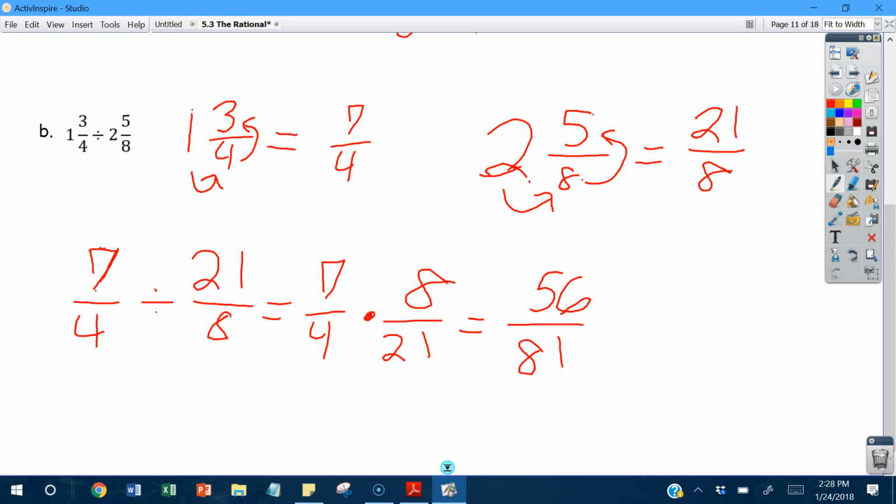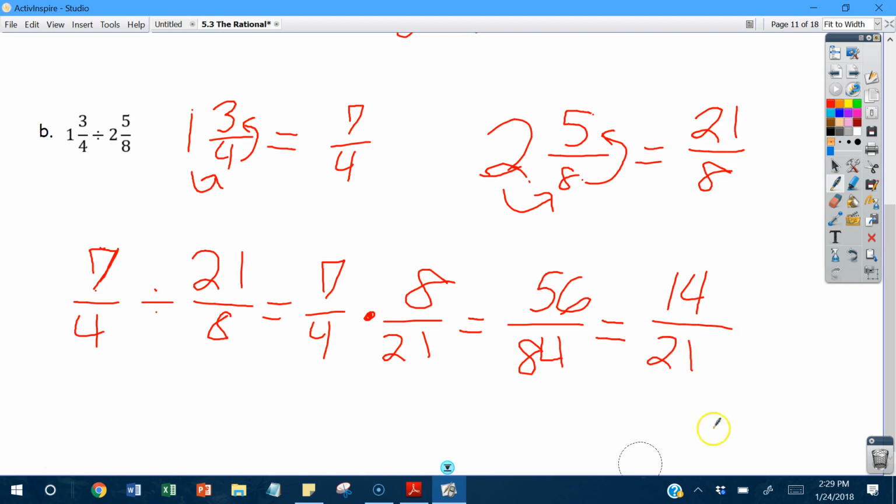Now, there's some common factors in there. Sorry, that's 84. In fact, those two numbers are both divisible by 4. So if I take 56 and divide it by 4, I get 14. If I take 84, divide it by 4, I get 21 again.